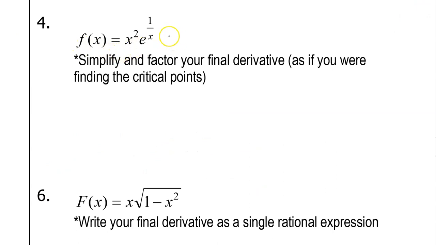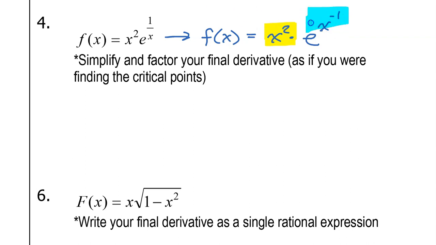Before we take any derivatives on problem number 4, I want to rewrite the function a tiny bit. So f of x equals x squared times e to the x to the negative 1 power, because 1 over x is the same as x to the negative 1 power. On the next step, we will use the product rule, looking at f of x as this factor times this factor.